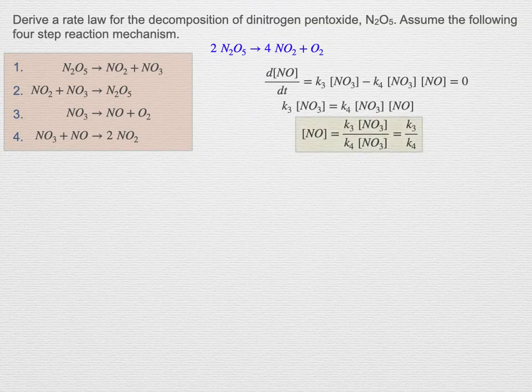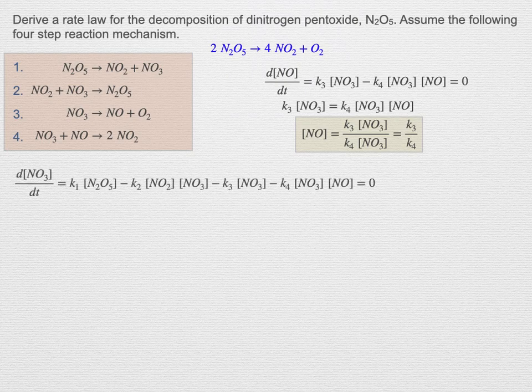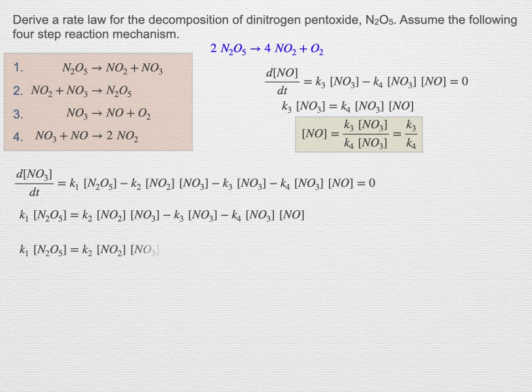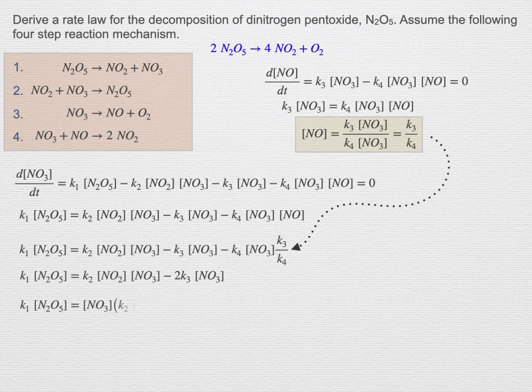Note how the NO3 cancels out, and we are left with just the ratio of two rate constants. Now, what about the nitrogen trioxide? Well, there's a little more algebra with NO3. It is formed in step 1, but it's consumed in steps 2, 3, and 4. Write it out, equate to 0. Equate the consumption processes with the production process. Substitute for NO, gather the two terms in just NO3 together, factor out the NO3, now solve for NO3.